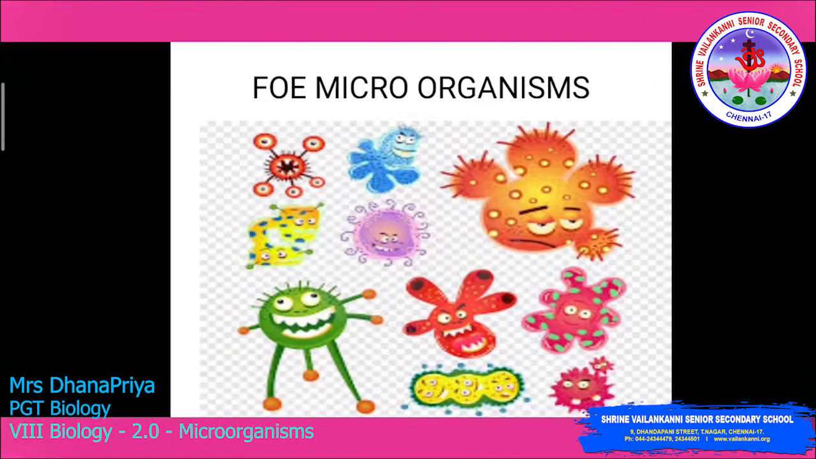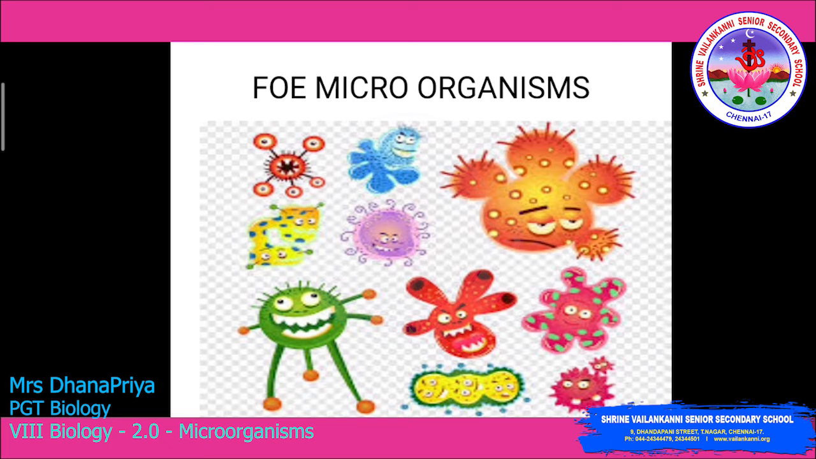Four, microorganisms that we call enemy or harmful microorganisms. The microorganisms that cause disease in living beings are known as pathogens. These pathogens can enter our body through air, water and food. So this will be the contaminated product. This will be the contaminated agents too.